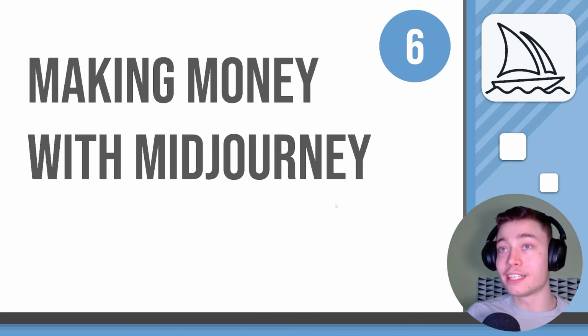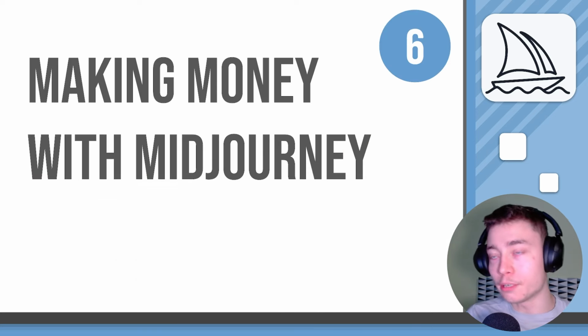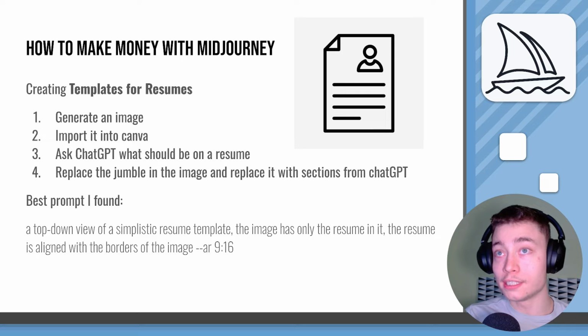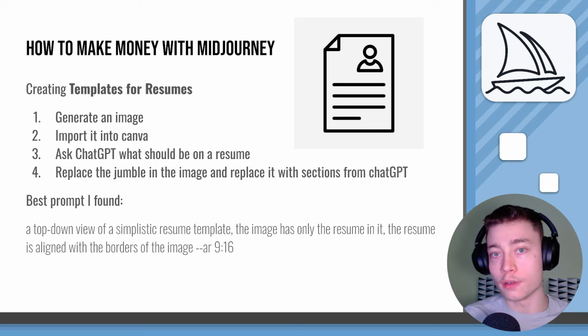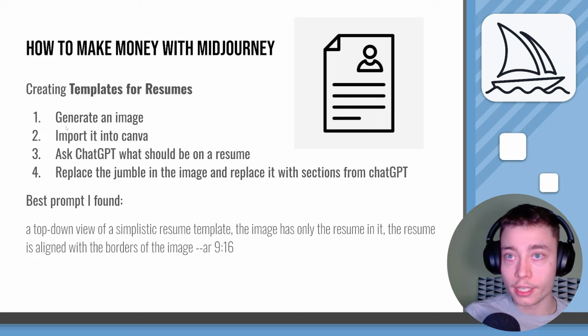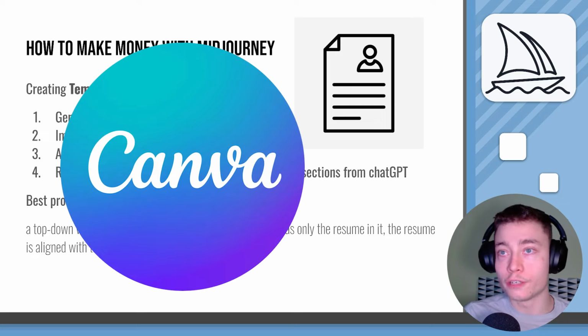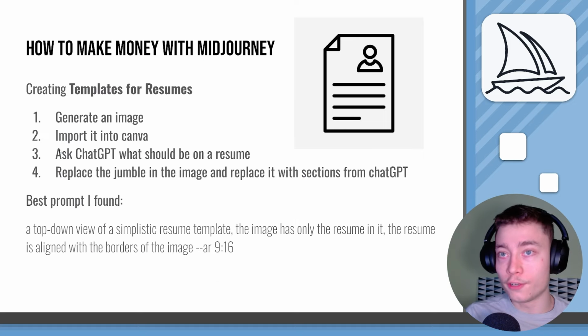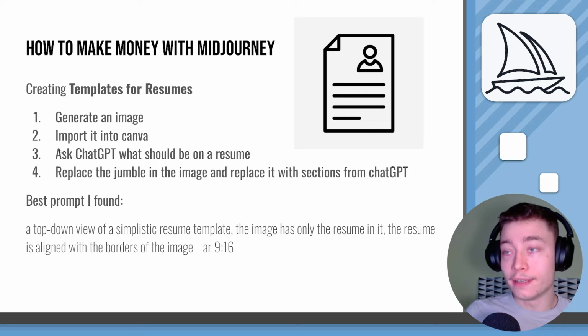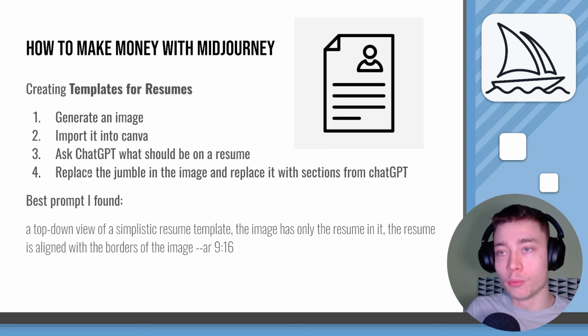So module number 6, different ways of making money with Midjourney. Number 1 is creating templates for resumes. People who want resumes usually have a large budget, so this can be very lucrative. Generate an image in Midjourney, import it into Canva, which is free software. Think of it like Photoshop, but for free. I mean, obviously there are other features. Number 3, ask ChatGPT what should be on that resume. Obviously, depending on your client, on the person you're creating this for, don't just blindly copy paste ChatGPT.